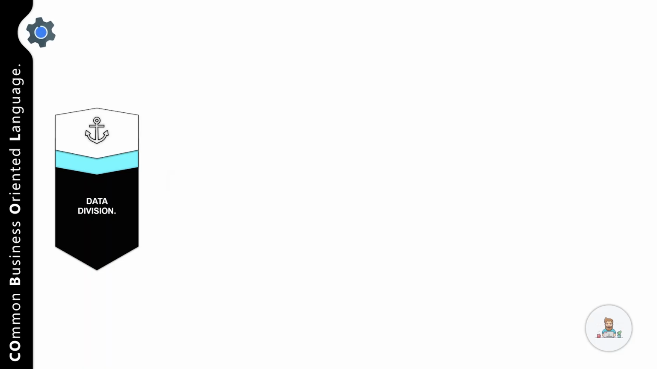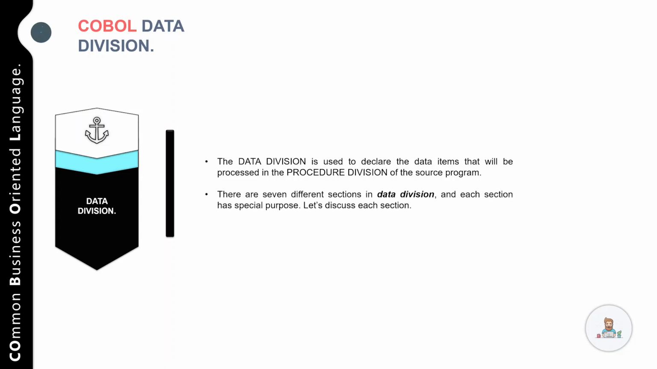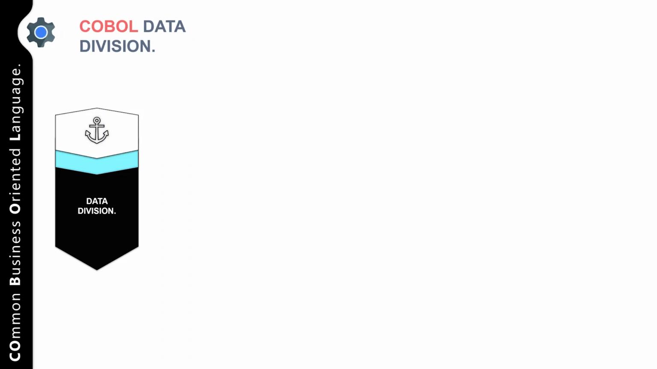Hey guys, welcome back to this session, and in this session we'll talk about data division in COBOL program. The data division is generally used to declare the data items that will be processed in the procedure division of the COBOL program. There are 7 different sections in data division and each section has a special purpose. Now let's discuss each section one by one.